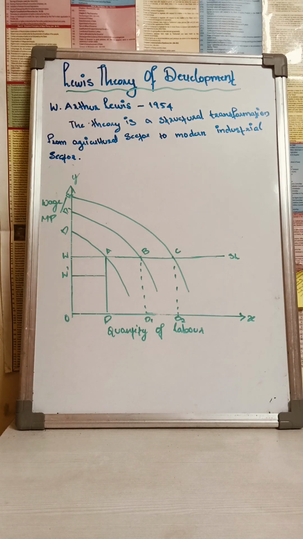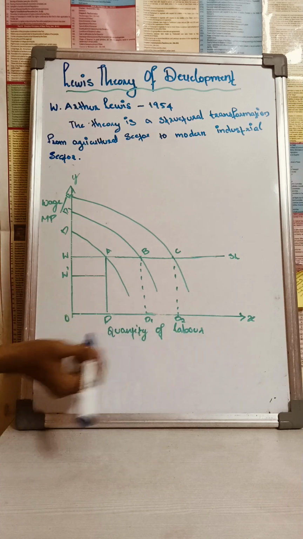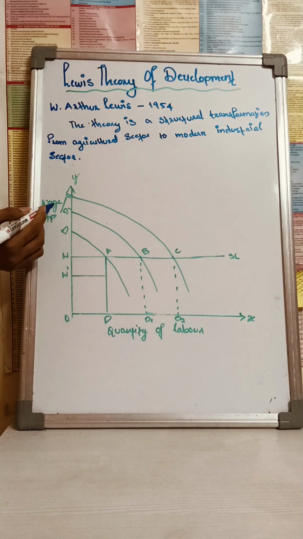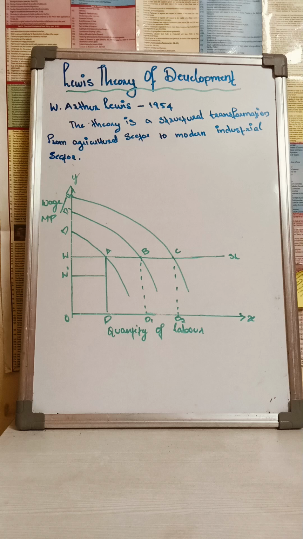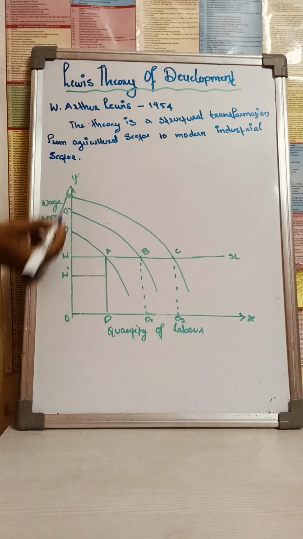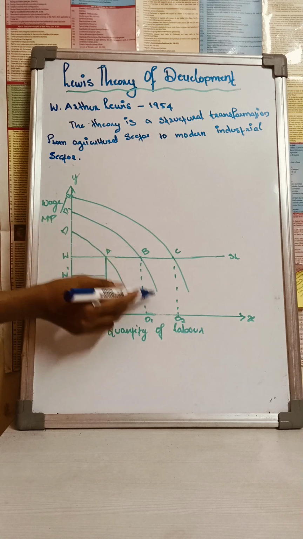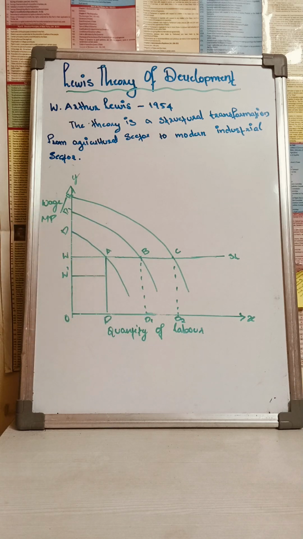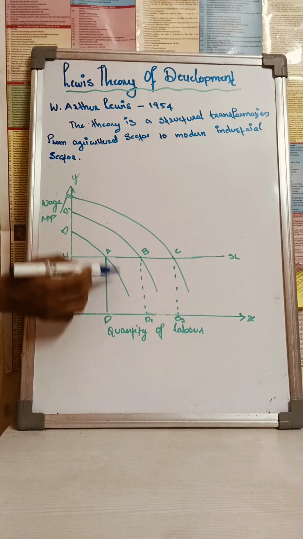In the diagram, the OX axis shows the quantity of labor. The OY axis shows the wage rate and marginal productivity. As per the theory, the surplus labor, due to high salary and better living condition, will move from the agriculture sector to the industrial sector, till all of the surplus labor in the agriculture sector is absorbed by the industrial sector. It is represented in a diagram. So OX axis is the quantity of labor and OY axis shows the wage rate and marginal productivity. These D, D1 and D2 curves are the demand for labor curves as well as the marginal productivity of labor.